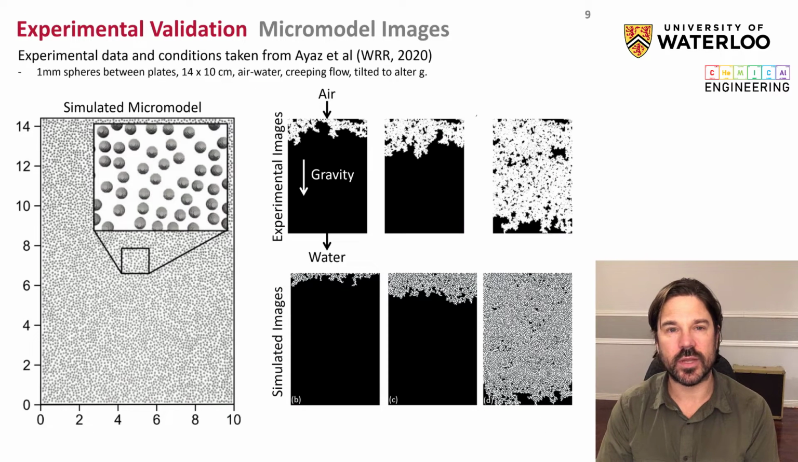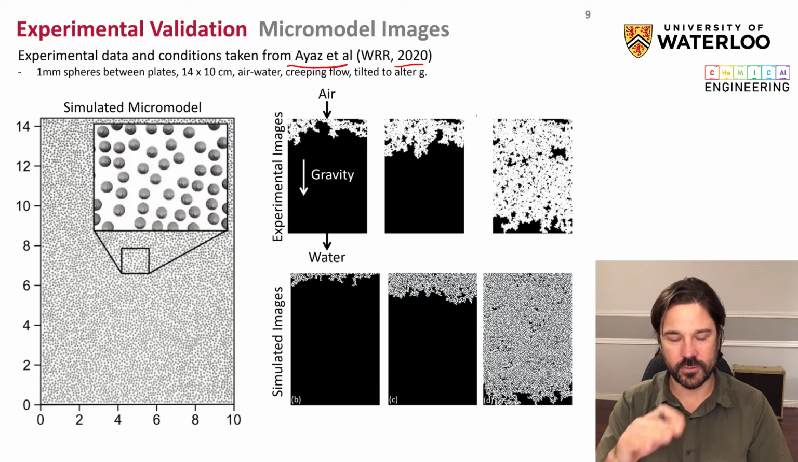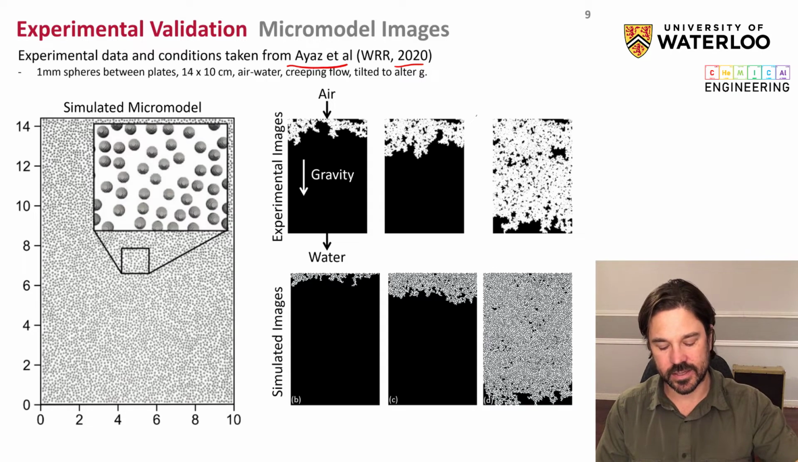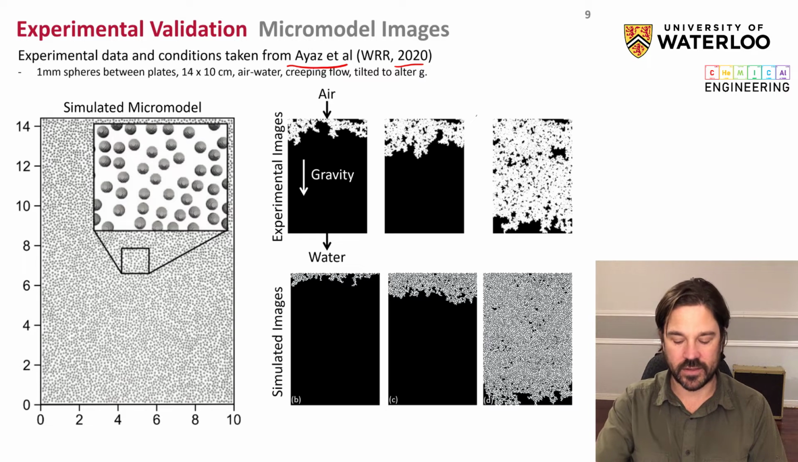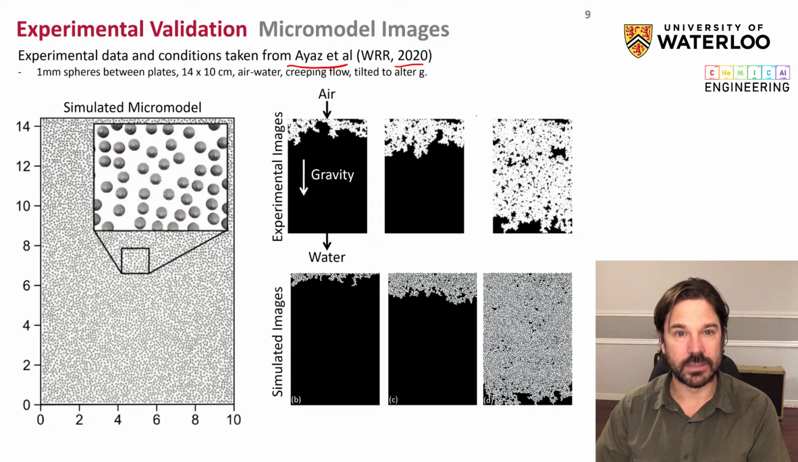For another validation, we compared it to some experimental data from the literature. We looked at the paper from Ayaz et al. from last year. They have a micro model where they took 2 plates and they sprinkled 1 millimeter beads between the plates. They filled the whole thing with water, and then they injected air from the top. And they tilted the micro model to adjust the gravity. That's how they controlled the bond number.